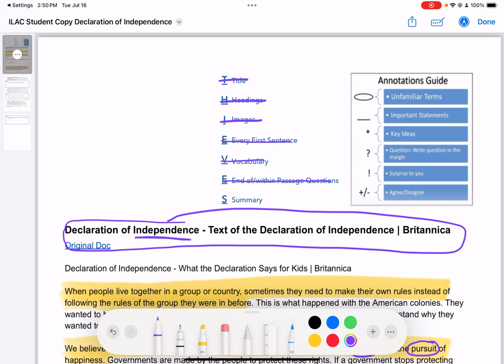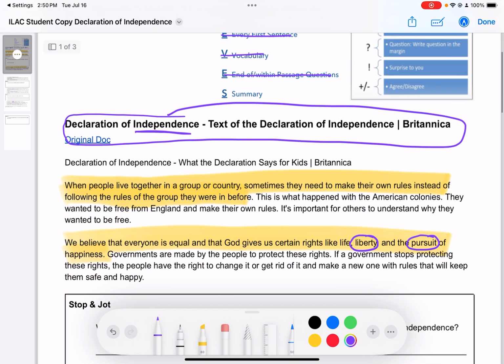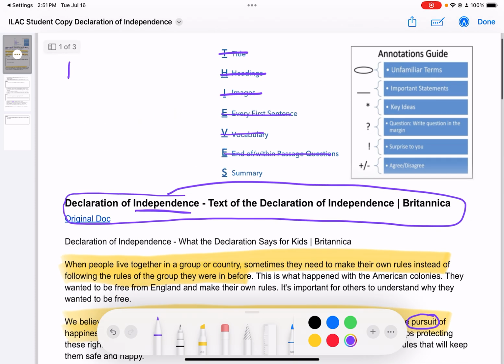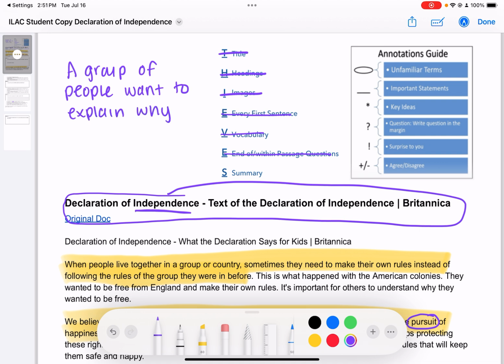I'm going to just write a quick summary prediction to say, a group of people want to explain why they want independence. And that's it for that Thieves strategy. So it's all just pre-reading.